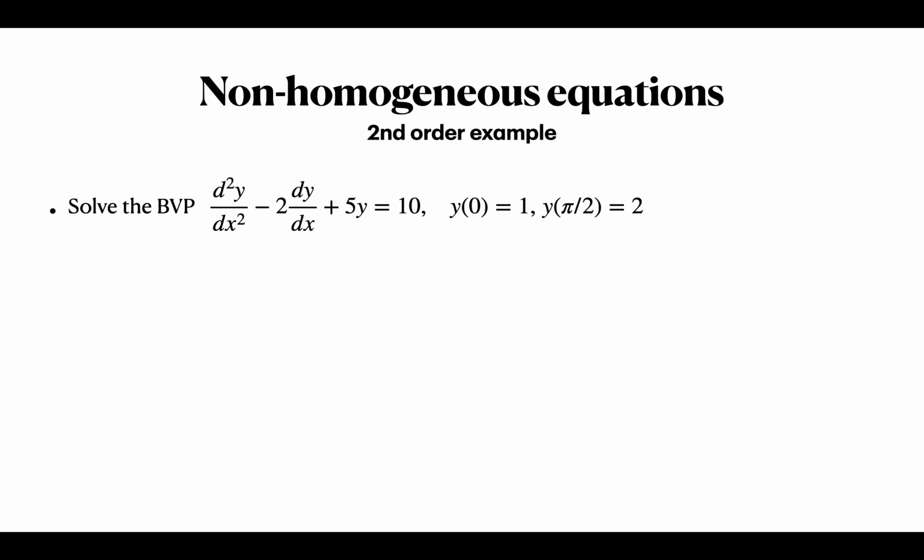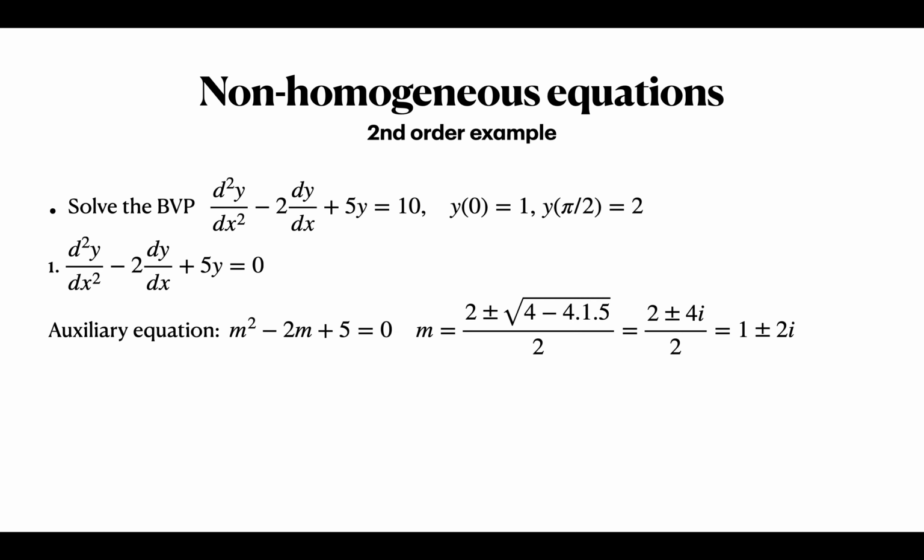All right, so let's look at the differential equation. We see there's a non-zero right-hand side. It's equal to 10. So the first thing we do is we replace 10 by 0, and we look at the homogeneous equation. The auxiliary equation here, guys, is m squared minus 2m plus 5 equals 0. That's a quadratic equation.